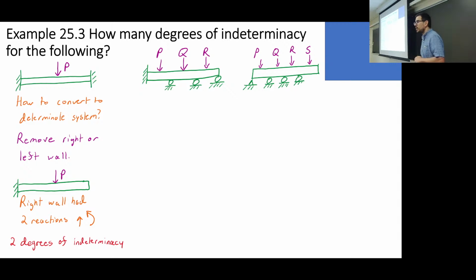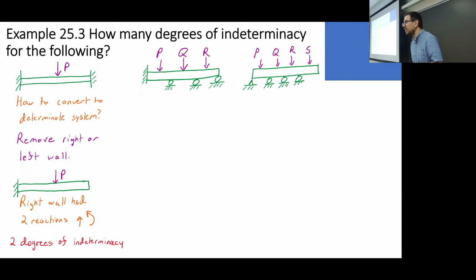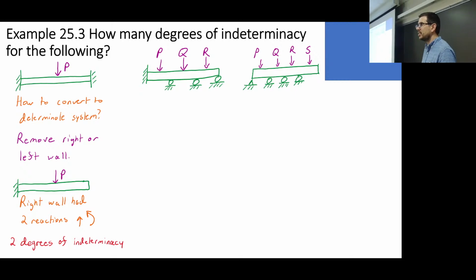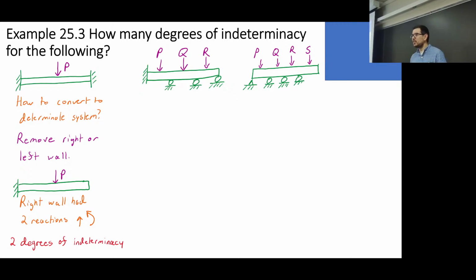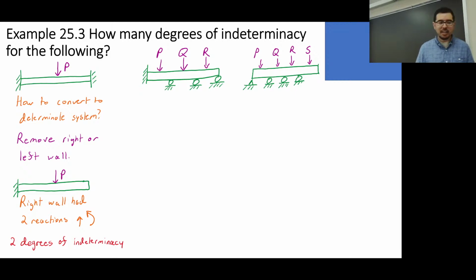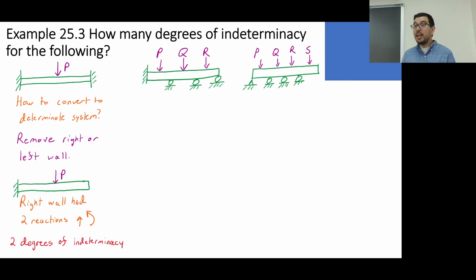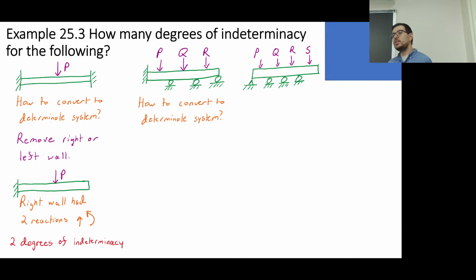What about the middle one? Alexis, you want to give it a shot? How many of those rollers would you take away? Yeah, that's right. Okay, so you can still have P, Q, and R there, right? But if you take away 3 rollers, that would then get us to a determinate system. So that's the degree of indeterminacy of 3.